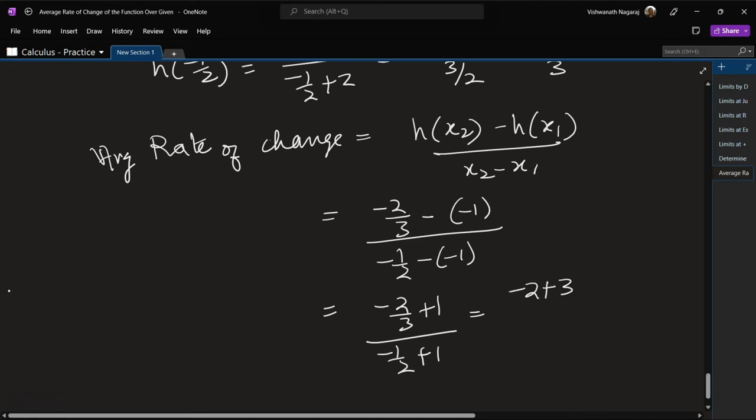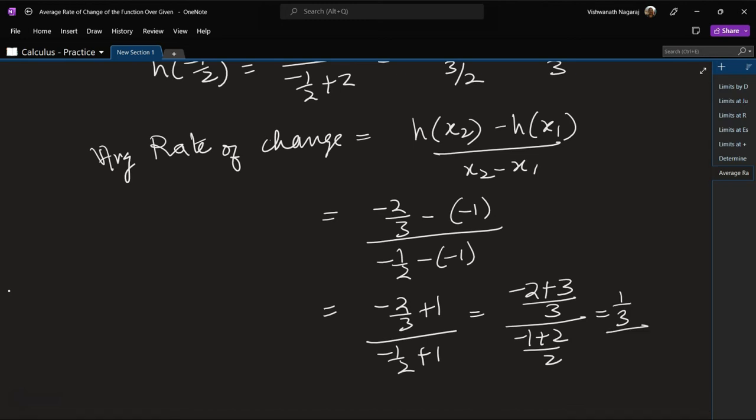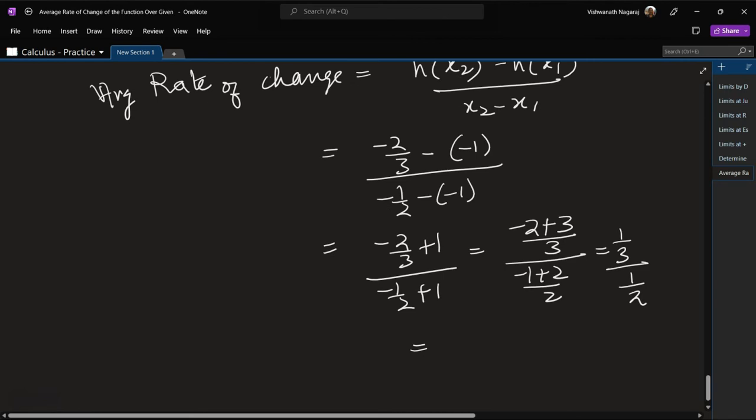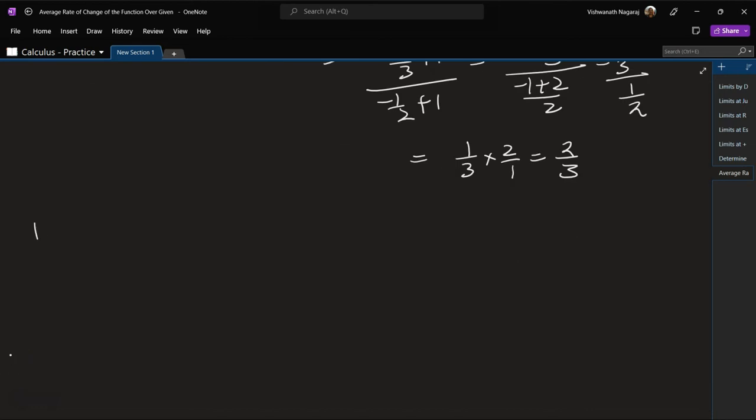Minus 2 plus 3 by 3, by this would be minus 1 plus 2 by 2, which is equal to 1 by 3 by 1 by 2. This is equal to 1 by 3 times 2 by 1, which is 2 by 3. Okay, now let's look at the 12th one.